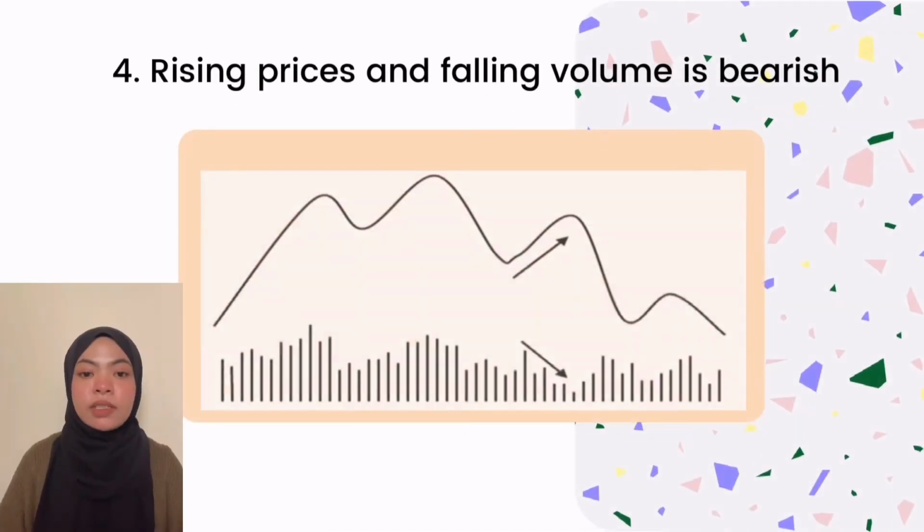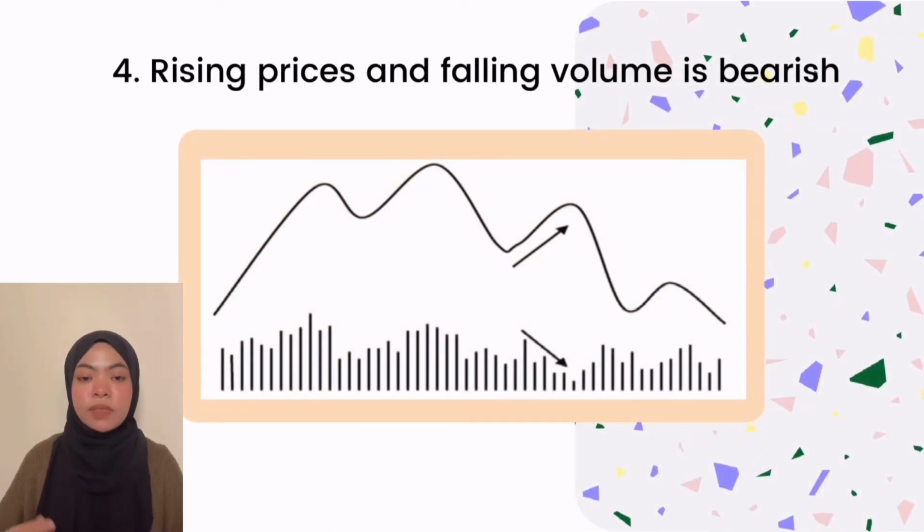The fourth one is rising prices and falling volume is bearish. In this chart, rising prices accompanied by a trend of falling volume is an abnormal situation. It indicates a weak and suspect rally and is a bear market characteristic. When the volume shrinks as prices rise, the advance occurs because of a lack of selling rather than because of sponsorship from buyers.